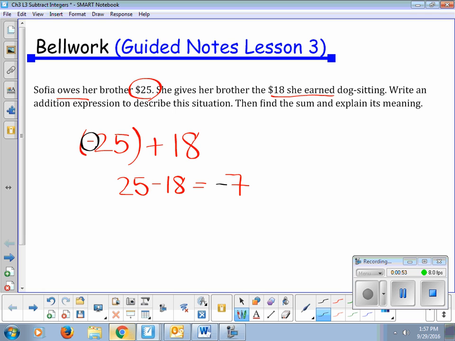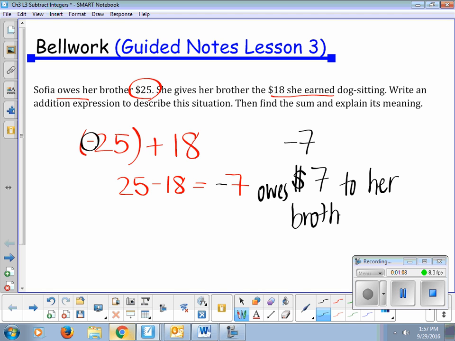So what does this negative 7 represent? How much she owes. Yeah, so she still owes $7. She owes $7 to her brother. Negative 7 is fine too.